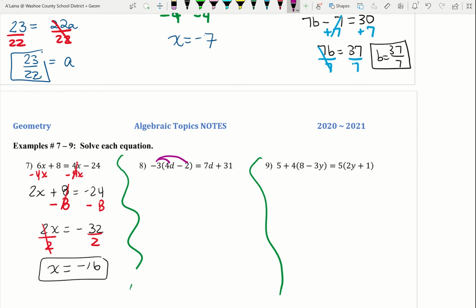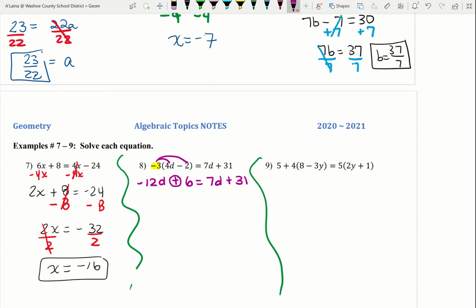Be careful with this negative. This negative is attached to the 3. So when I am distributing, I'm multiplying by a negative 3. And when I distribute to the second term, a negative times a negative makes this a positive 6. I'm going to circle that plus sign to draw your attention to the sign change that happened there.